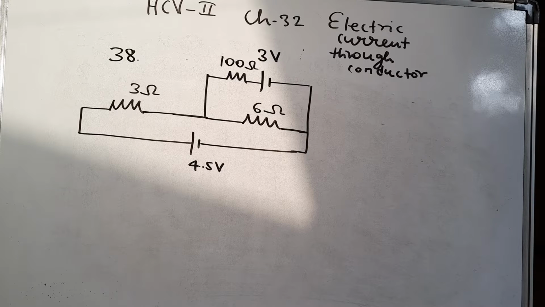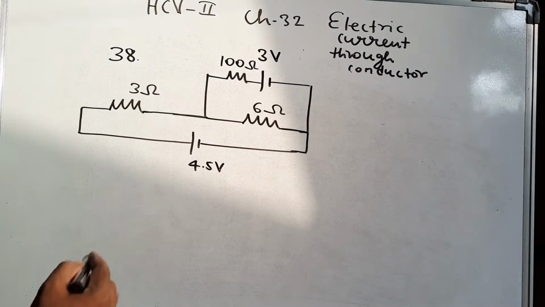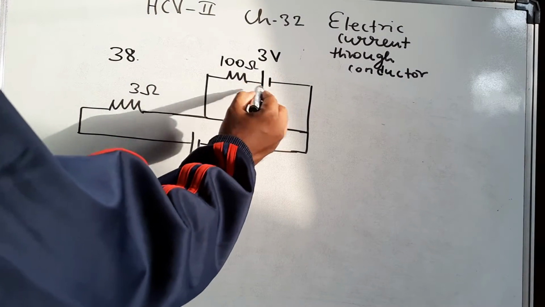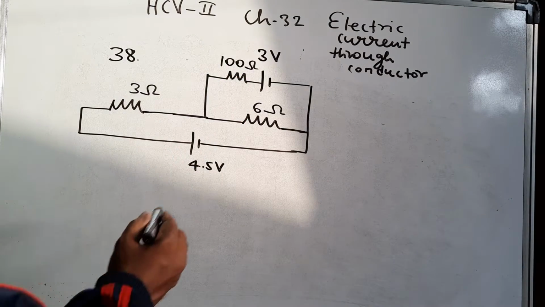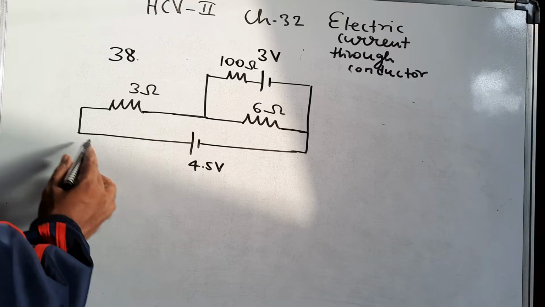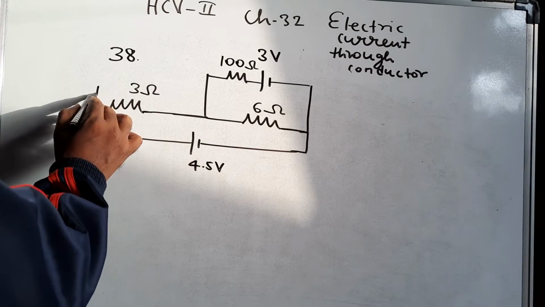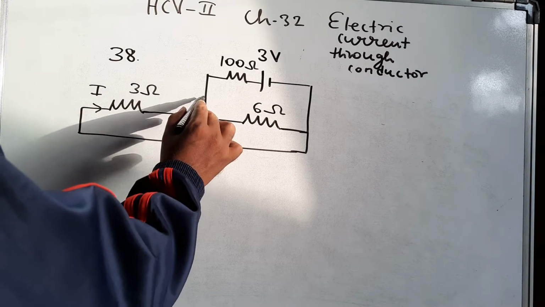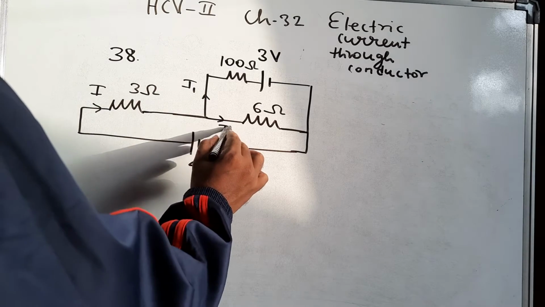Let us try this question number 38, where it is asked to find out what is the current through this 100 ohm resistance connected to a cell of 3 volt. We don't know what is the current here, and we neither know what is the current here. So we can assume the main current, let's say, is I. This I current is splitting into, let's say, I1, and the other branch will be I minus I1.